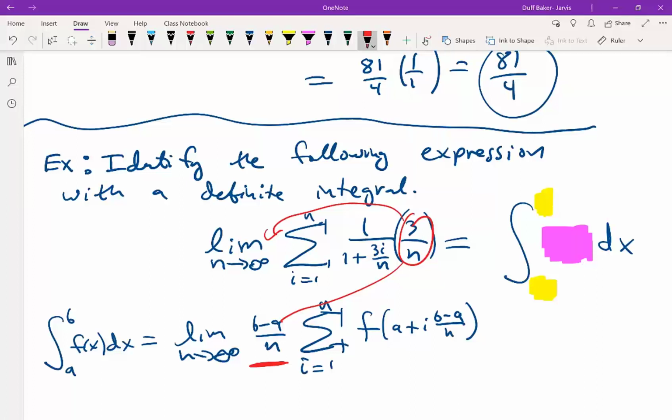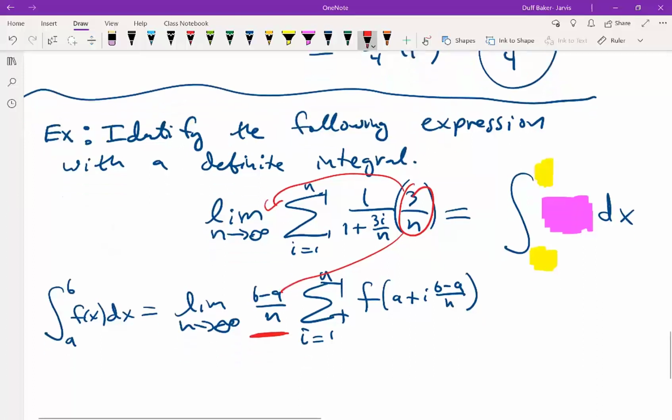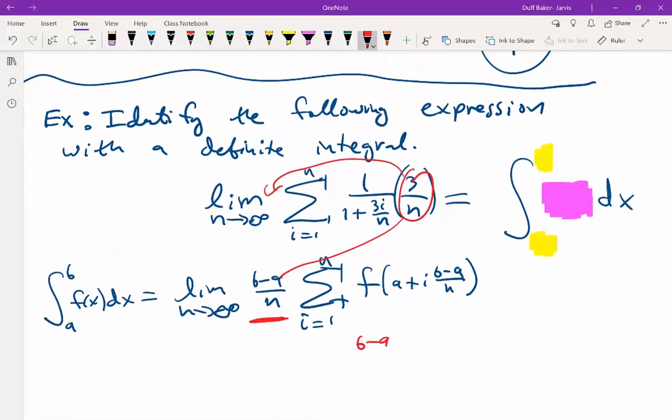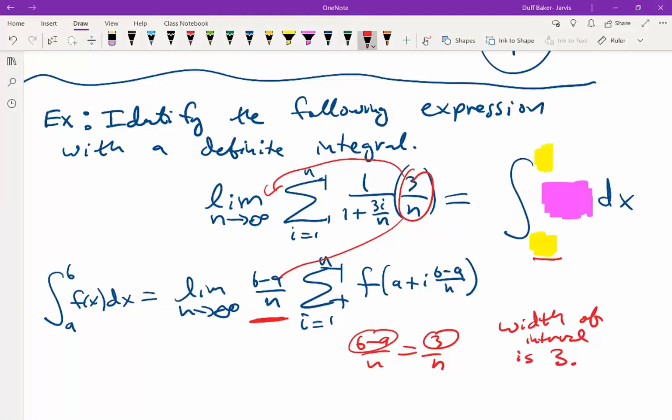So what does that tell us? That tells us that b minus a over n has to be 3 over n. So that means b minus a is 3, right? These two things have to be equal. So that means the width of our interval is 3. Okay, so whatever I put on the bottom here, the top has to be 3 more.